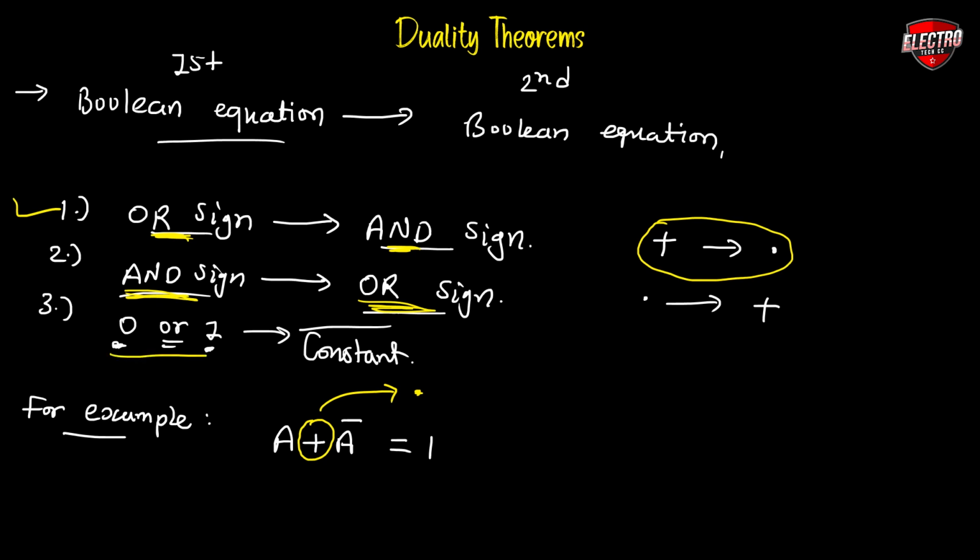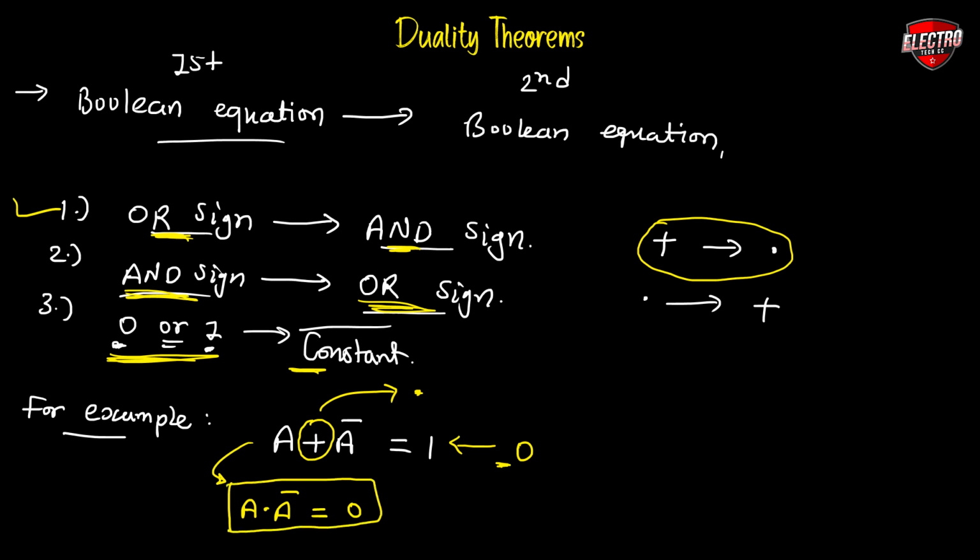And the last point, that is if you have a 0 or 1 constant, then take the complement. We have one constant, that is 1, and if you take the complement of 1, then you get the answer 0. That means this equation can be written in the second form as A, plus replaced by dot, and A complement, is equal to, we have one constant, that is 1, take the complement of 1, then we get the answer 0. So the second form of the equation is A dot A bar is equal to 0.